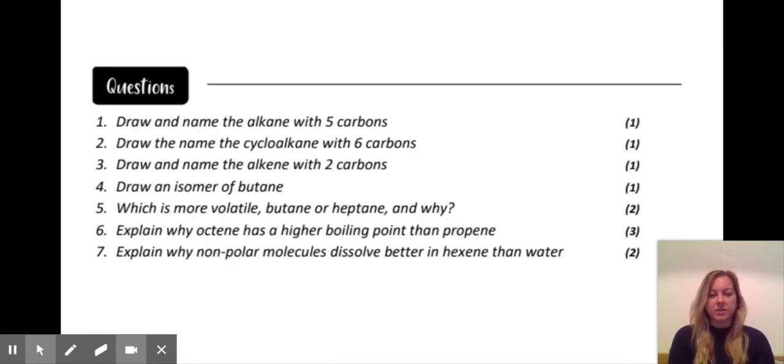Here are some questions we'd like you to answer. Draw and name the alkane with 5 carbons. Draw and name the cycloalkane with 6 carbons. Draw and name the alkene with 2 carbons. Draw an isomer of butane. Which is more volatile, butane or heptane, and why? Explain why octene has a higher boiling point than propene. Explain why non-polar molecules dissolve better than hexane in water.